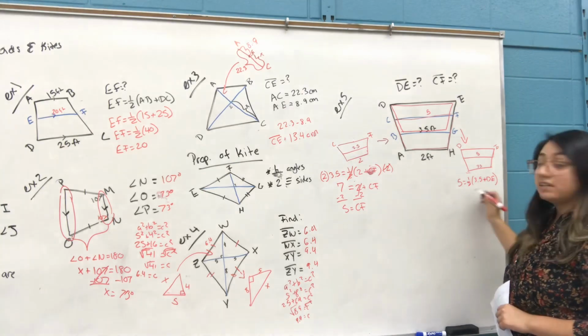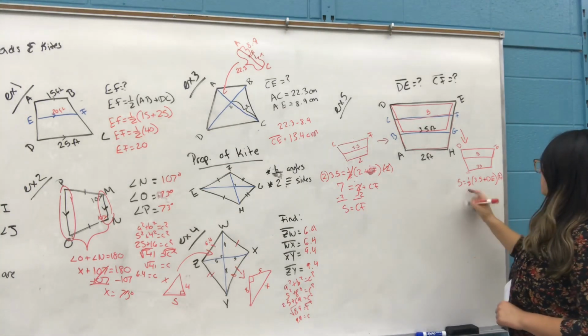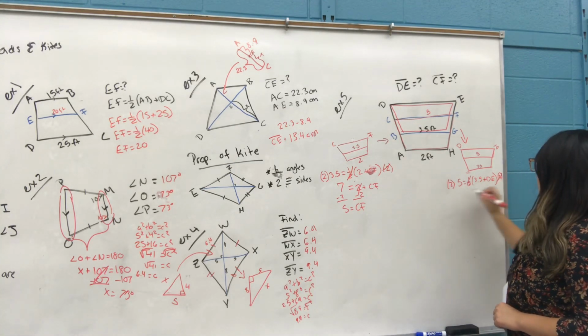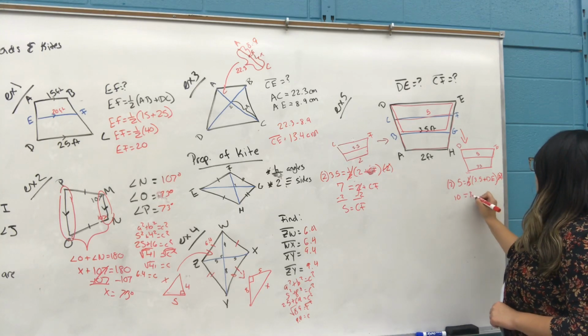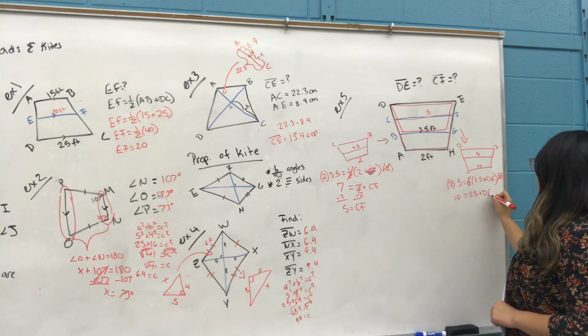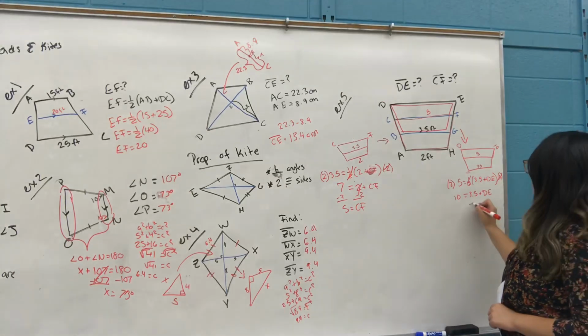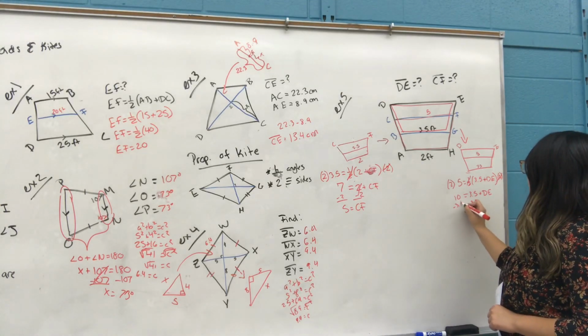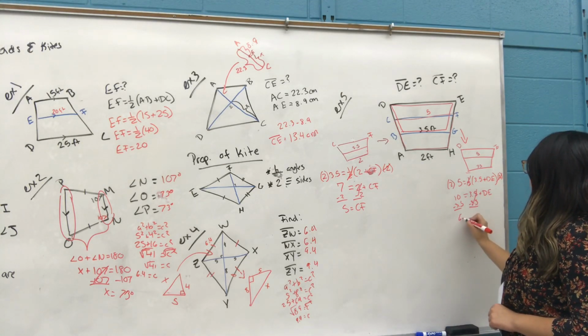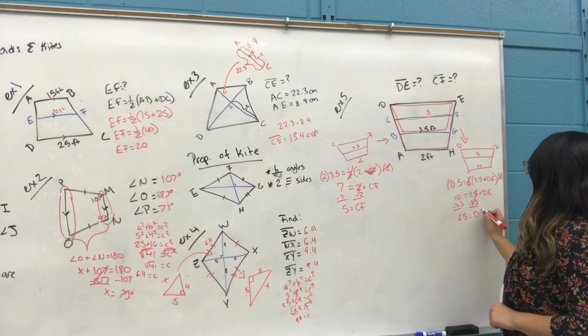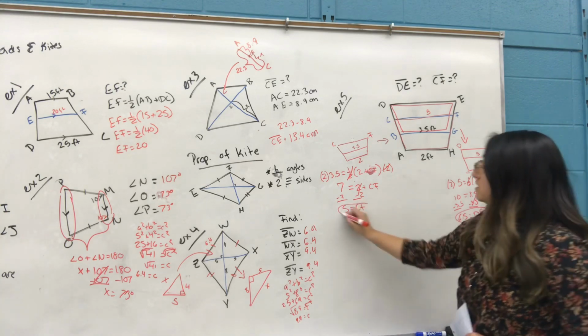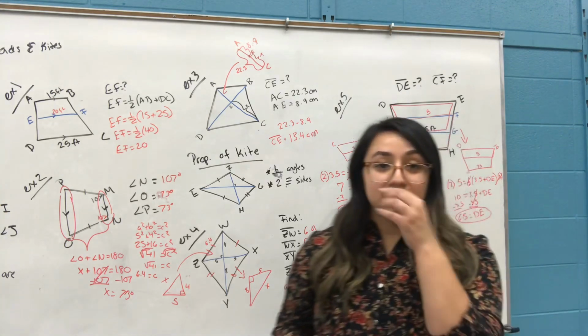Then you simply solve for it. Multiply by the reciprocal to get rid of that 1/2. This is 10 equals 3.5 plus DE. To get DE by itself, you subtract 3.5 from both sides, and you get 6.5 is equal to DE, and you have your two answers. Again, if you have any questions, let me know.